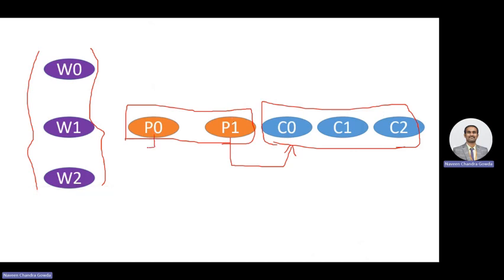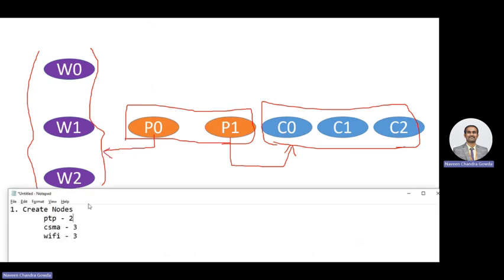Similarly, this P0 I'll be making to be a part of the wireless family. So of the two nodes which I have created as PTP nodes, one node is made a part of the wireless family, and P1 is made a part of the CSMA family. That's how we'll be creating the nodes and making them part of the CSMA family and the wireless family.